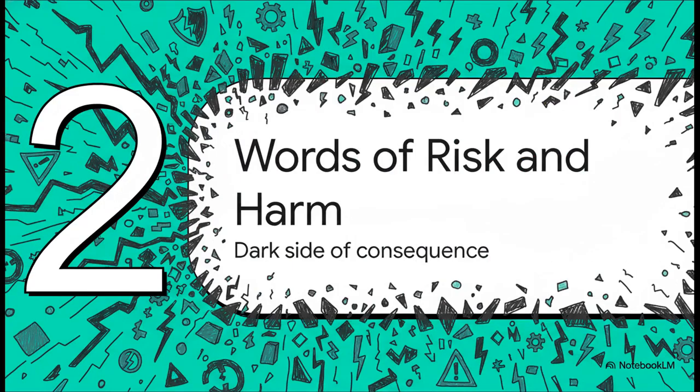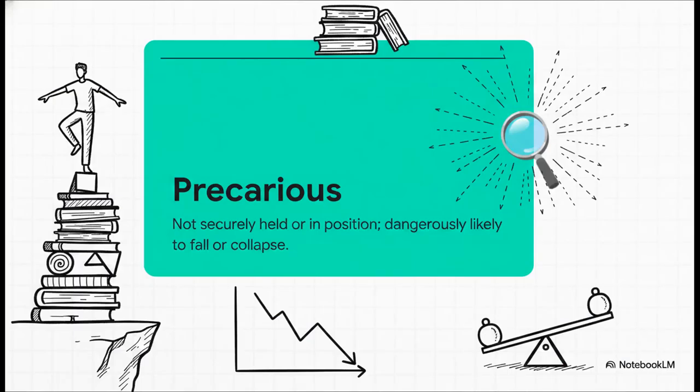Moving on to Section 2, words of risk and harm, the dark side of consequence. Of course, not all growth is positive, and things definitely don't always remain stable. These next few words are the exact tools we need when situations get unstable, when they start causing harm, or when things just break down entirely.